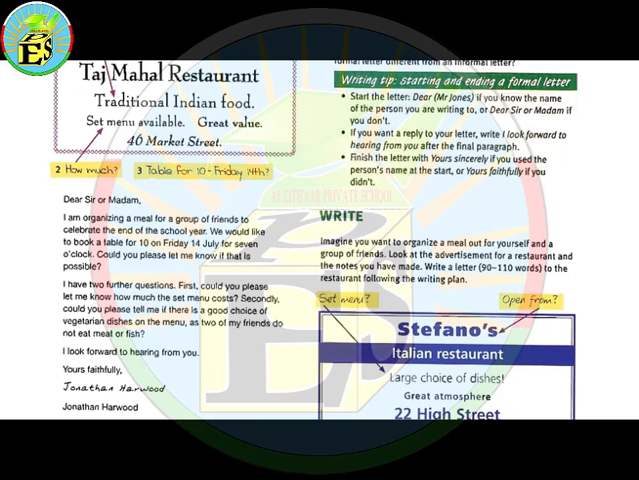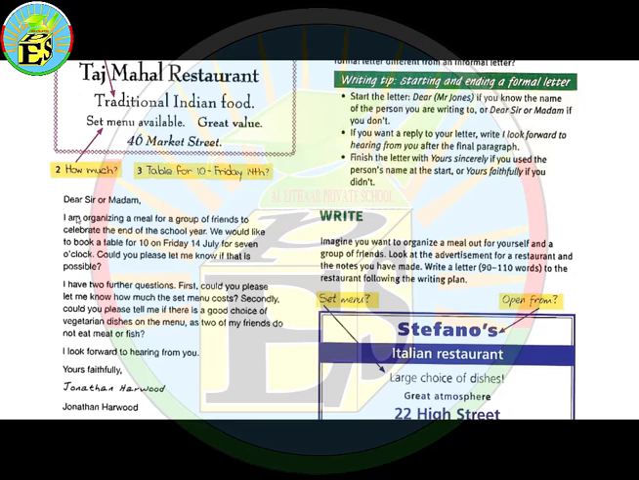So if we really want to have a look at how formal letters are written, they are quite simple and easy. You need to start them with "Dear Sir or Madam," or the name of the person you are sending to if you know the name of this person. In this letter, we don't know the name of the person that we're sending the message to, because it's kind of a general message to a restaurant.